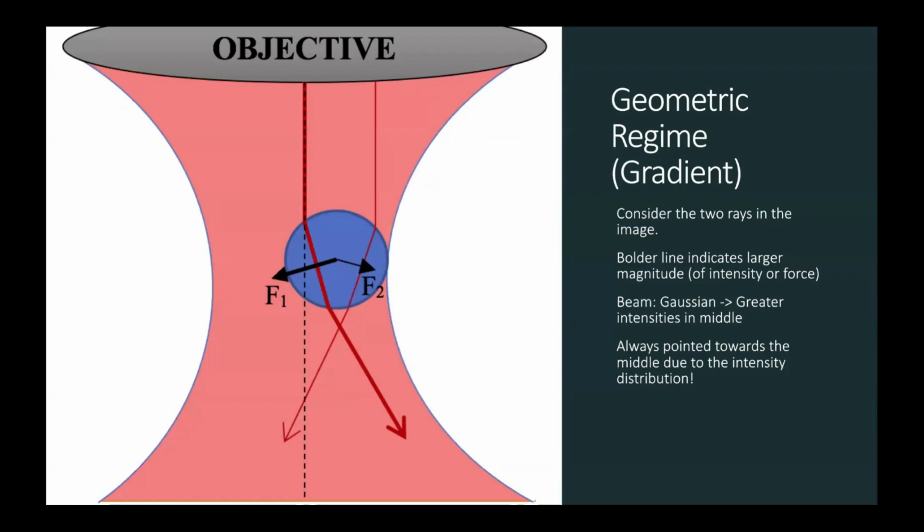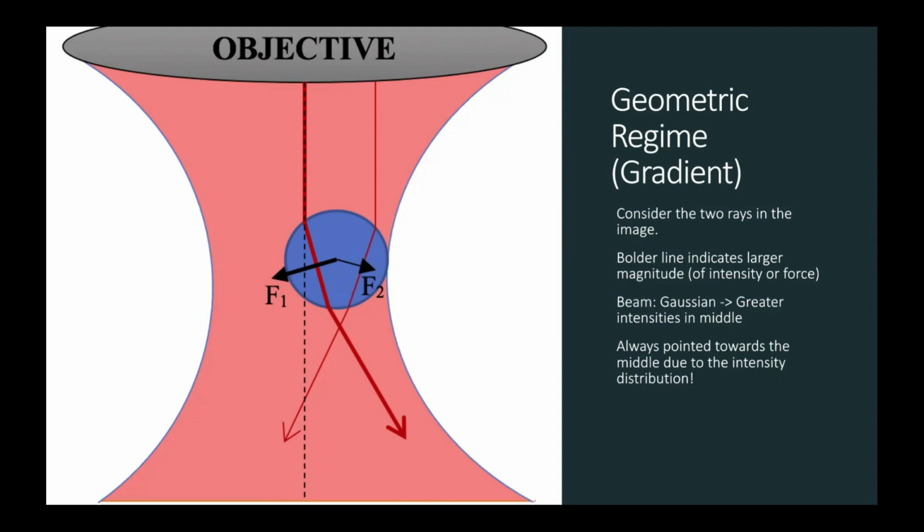What counteracts this scattering force is the gradient force. And we can see this on the diagram. If we consider two rays hitting the bead in the trap, as in the picture, we can observe that the rays are refracted into the bead, mainly because the photons will lose some of their momentum to the bead itself. And as the laser previously mentioned has a Gaussian distribution, we can also expect that the highest intensities will be located in the middle of the beam waist.